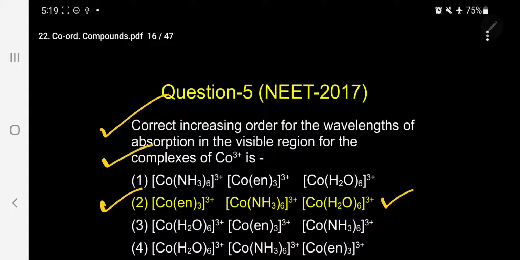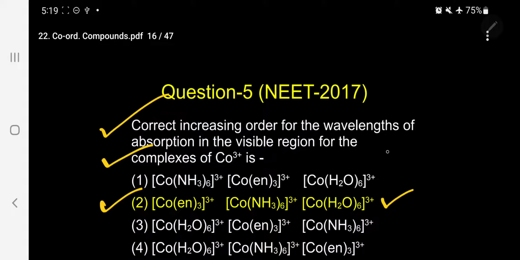So, there are 3 options given. The correct increasing order for the wavelength of absorption in the visible region of the complex is based on the ligand present. Kindly follow. If the ligand is strong, the crystal field energy is larger, and lambda will be low. If the ligand strength is smaller, energy will be smaller. If energy is smaller, lambda will be higher. When lambda is higher, it will go to the visible region.